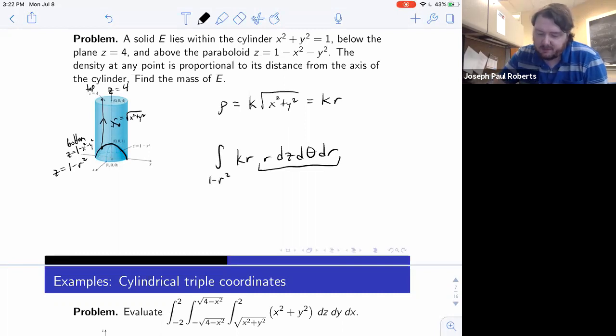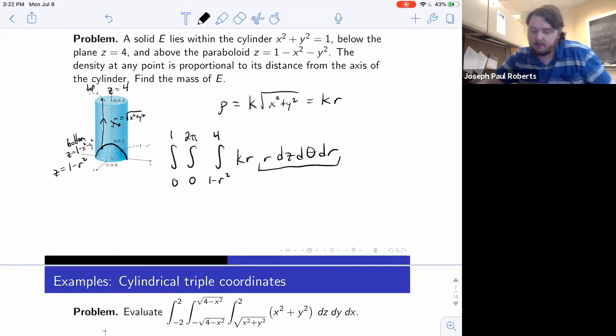But anyway, that's what happens here. Our bottom surface is z equals 1 minus r squared. Our top surface is z equals 4. So your z bounds have r, therefore z has to be inside of r. But where theta and r are relative to each other isn't really important. So anyway, that's the conversion to cylindrical coordinates for the triple integral.